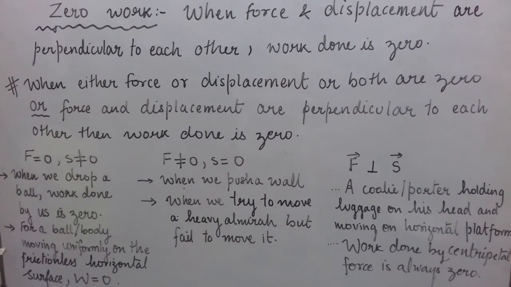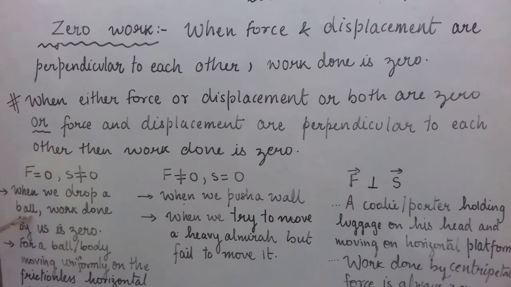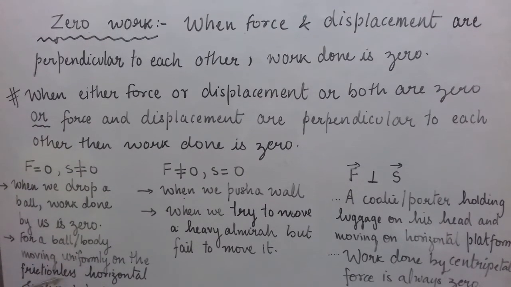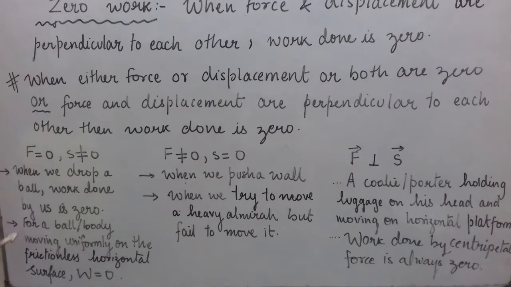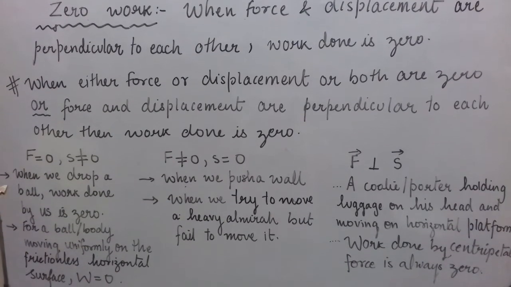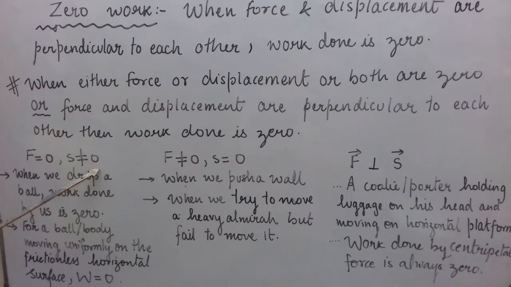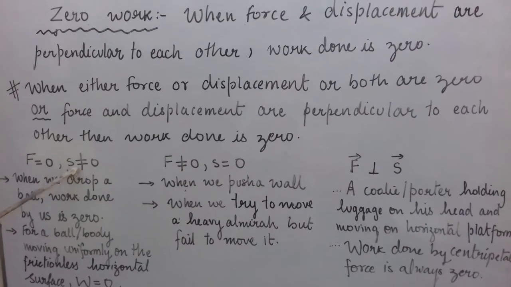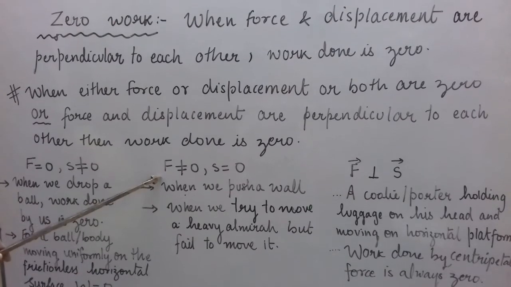So in both these examples, there is no force applied on the ball which is dropped by you. There is no force acting on the ball which is rolling on the horizontal surface, which is frictionless. So it is moving uniformly. In both of these cases, work done will be 0. These are the examples when F is 0 and S is not 0. It means no force is acting, but there is displacement produced. Now let us see the other type.